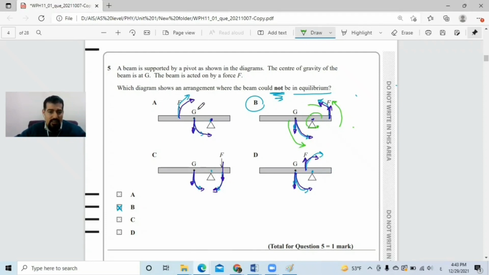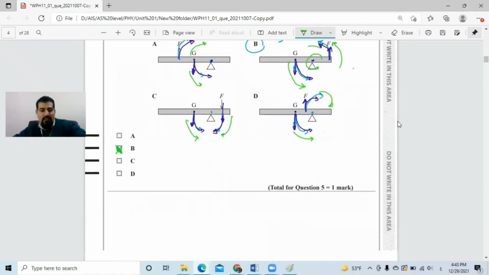But these, they can cancel. One clockwise, one anti-clockwise, one clockwise, one anti-clockwise, etc. So the answer is what? It's B. Okay? Next.